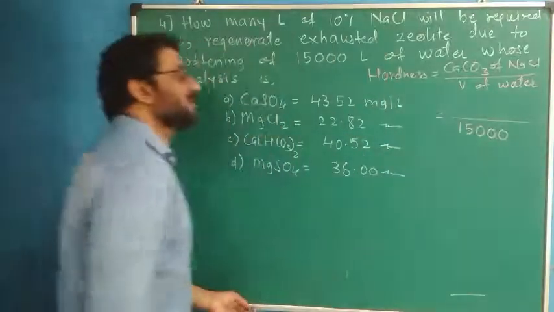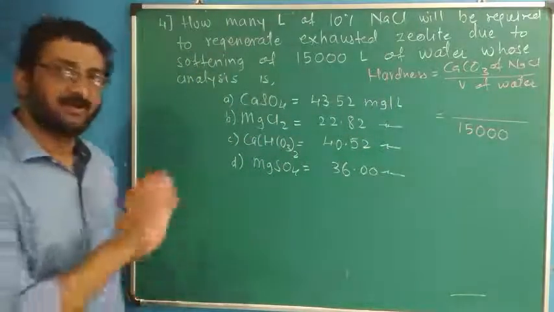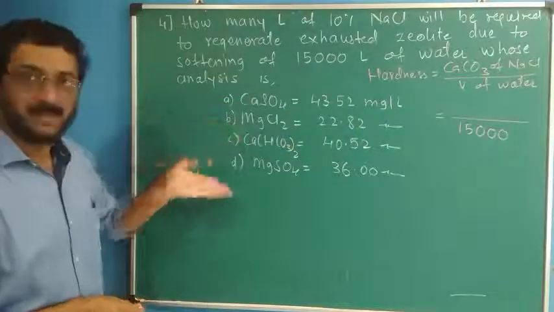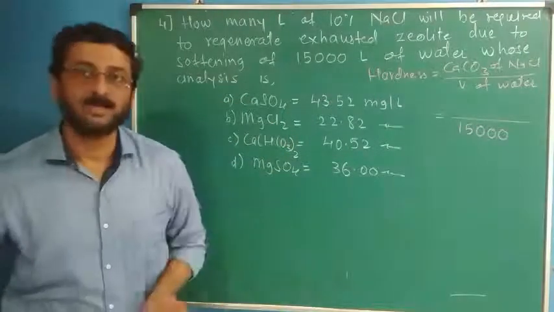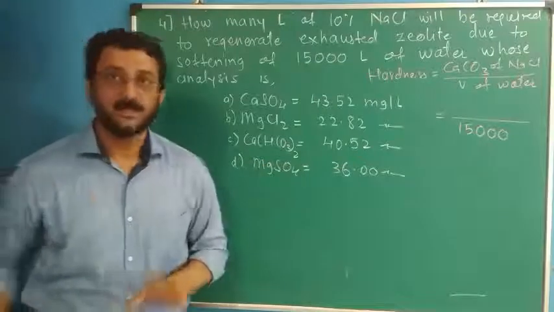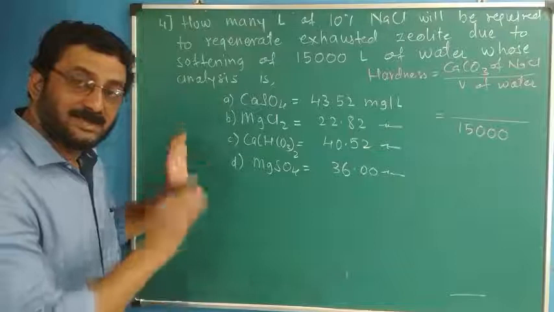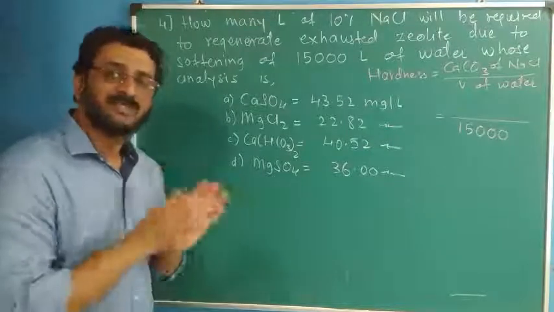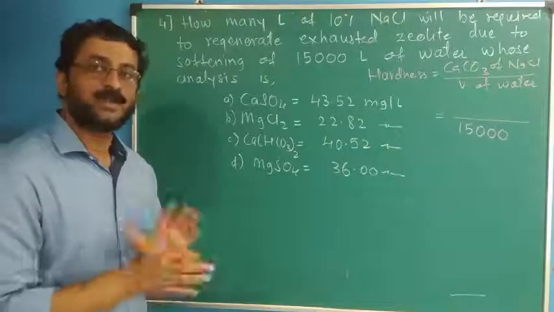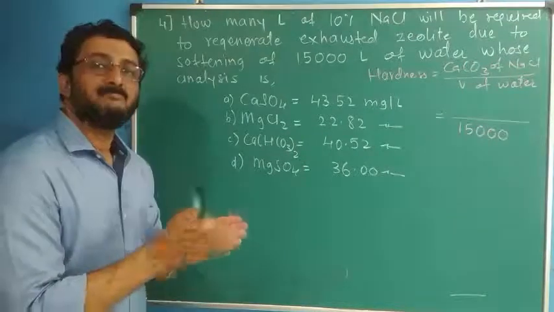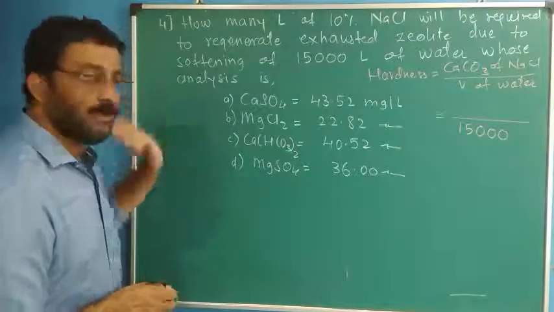15,000 liters of water is given. Volume is given. Hardness first we'll find out from the analysis. How to find out hardness from the analysis? See, this type of numerical, only this part as a separate numerical may be asked in the exam to find out total, temporary and permanent hardness with the 4 points only.